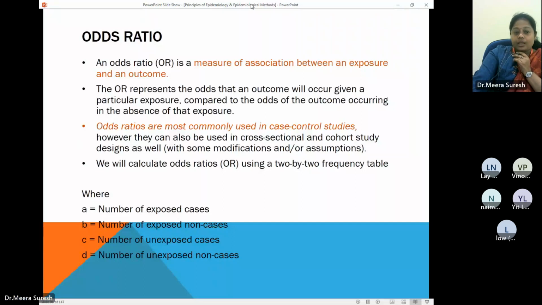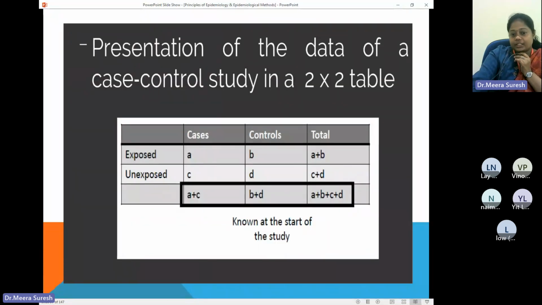So we will calculate odds ratio using a 2 by 2 frequency table, which is somewhat similar to this. You make a 2 by 2 table: the cases, people who have lung cancer and were exposed to smoking; then people who have lung cancer but were not smoking; likewise, people who don't have lung cancer because they are the control group, but they were smoking; and people who don't have lung cancer and were not smoking either. This is how the numbers you collect will ultimately be put.